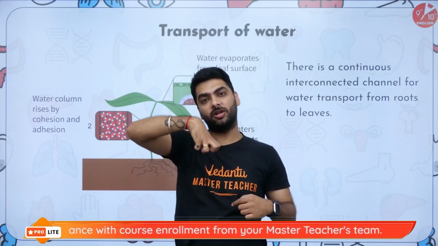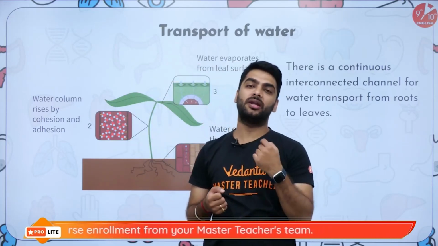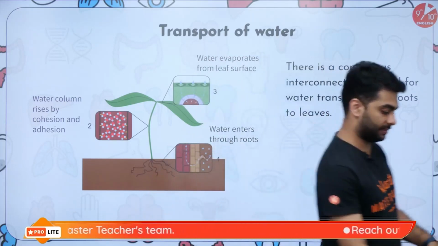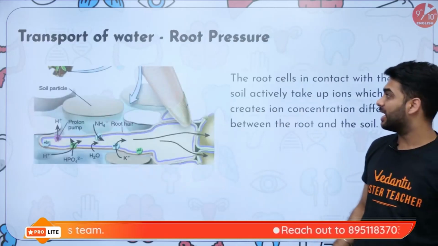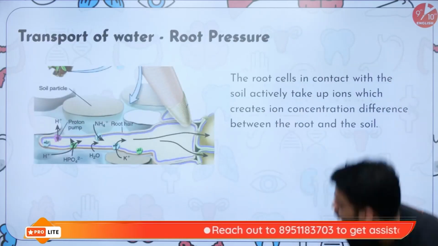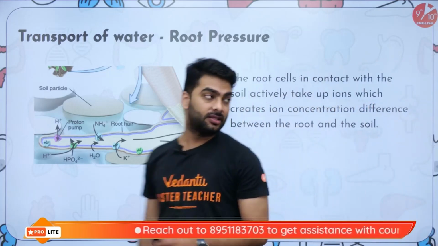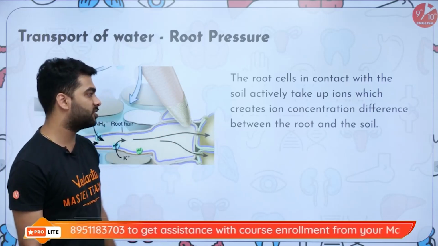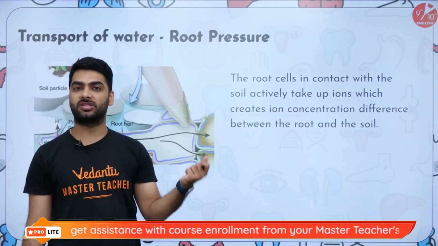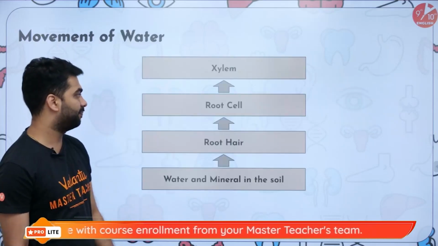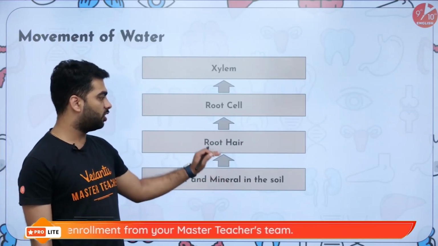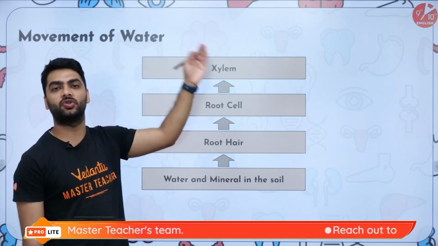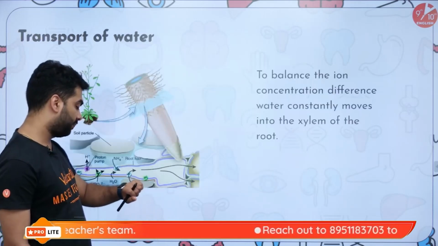And this transpirational pull helps the xylem to conduct water even in very tall trees, and that is how the xylem works, right? So that is how the ascent of sap also works. So when I talk about root pressure, the root cells in contact with the soil take up the ions, create a concentration difference between the root and the soil, and that is how the process of osmosis and diffusion takes place. So water and minerals in the soil go into the root hair, from root hair to cell, cell to cell, and finally to the continuous column of xylem.